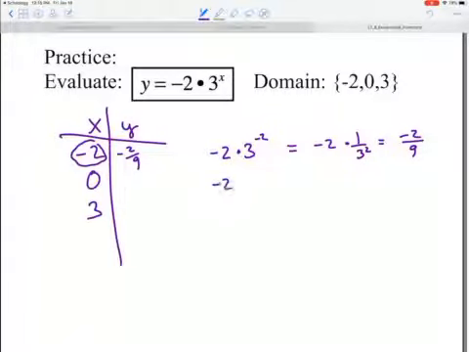Then I'm going to plug in 0. 3 to the 0 is 1, so that's negative 2. Then I'm going to plug in 3. So negative 2 times 3 to the third. So I'm going to get negative 54. So you can evaluate exponential functions by plugging in certain domain values.